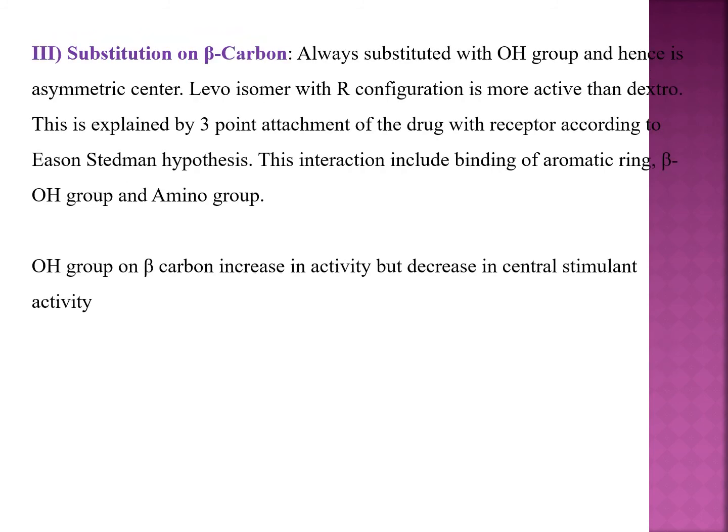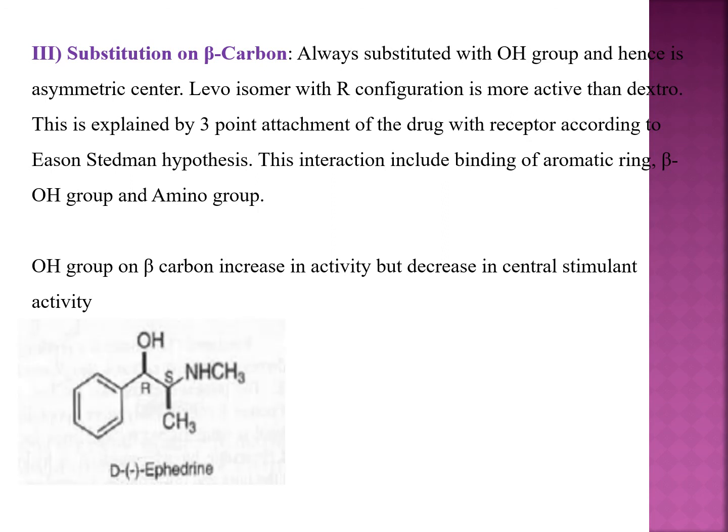The third point is substitution on the beta carbon. Most compounds of this category are substituted with a hydroxyl group and hence have an asymmetric center. The levo isomer with R configuration is more active than the dextro isomer. This is explained by three-point attachment of the drug with the receptor according to the Easson-Stedman hypothesis. This interaction includes binding of the aromatic ring, the beta hydroxyl group and the amino group. The OH group on the beta carbon increases the activity but decreases central stimulant activity.